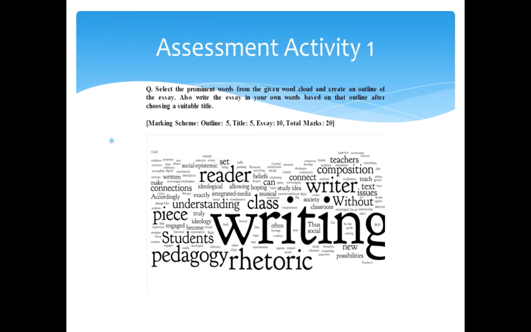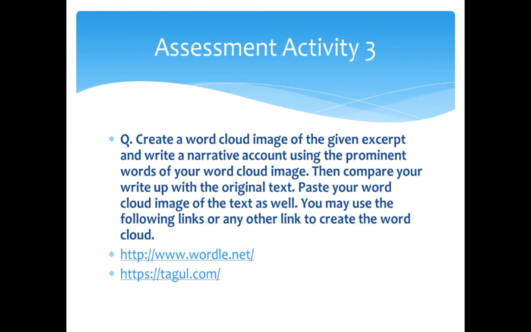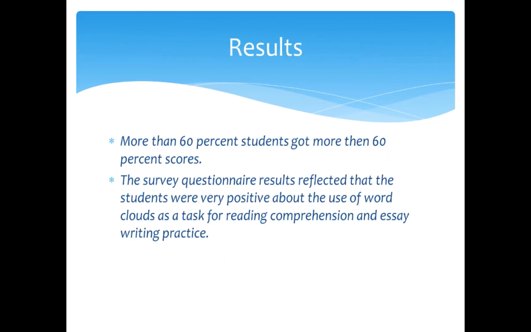One of the activities asked them to write an outline based on the word cloud they created. The word cloud was given and they were supposed to write an outline and then an essay. In the next activity, a text was given, they created a word cloud and they were supposed to summarize based on the words of the word cloud and choose a title for the text. In the third activity, they were given a narrative text and they created a word cloud of the text, and then based on the words of the word cloud, they were supposed to write a narrative account and compare both the texts.